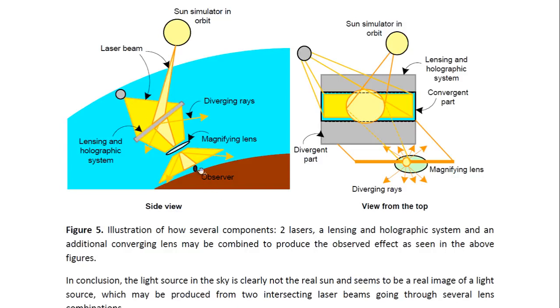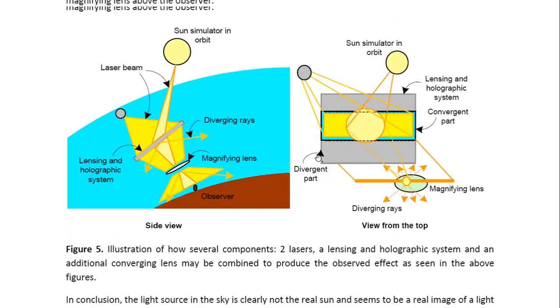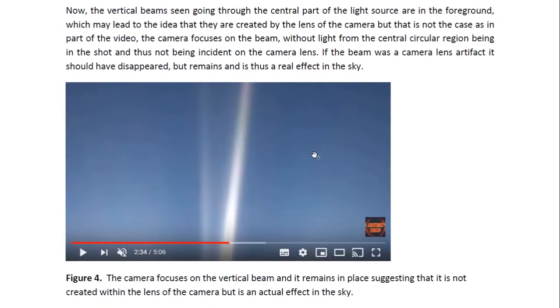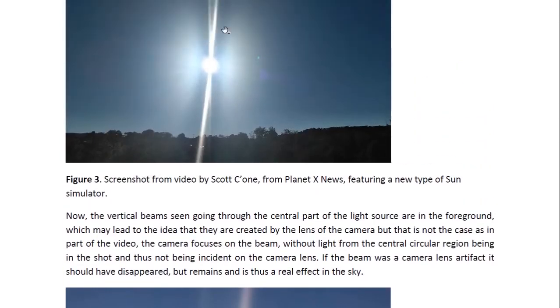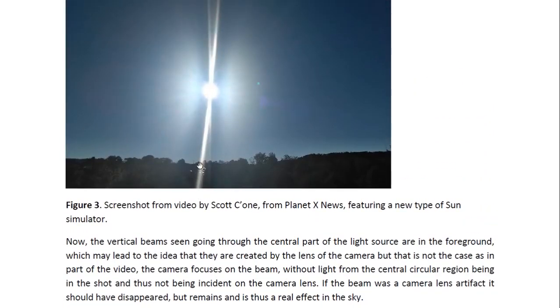This is a side view. We then have a magnifying lens between this lensing system and the observer down here. And this would make whatever image is formed over here larger, magnified, so that these long beams seem to be so much larger than the distance between the ground and the sky. As you can see here, these are so elongated that they have to be magnified.